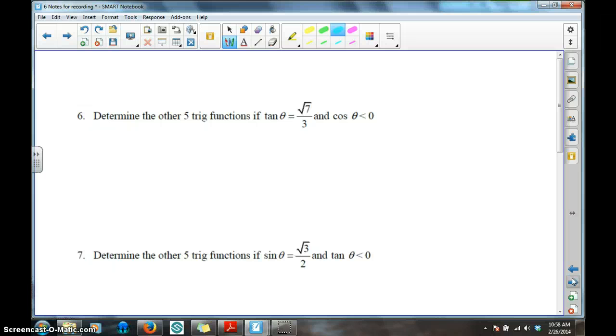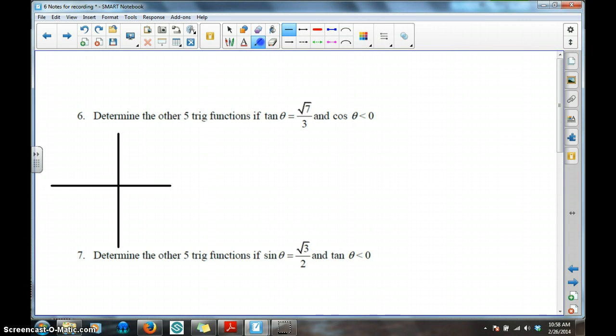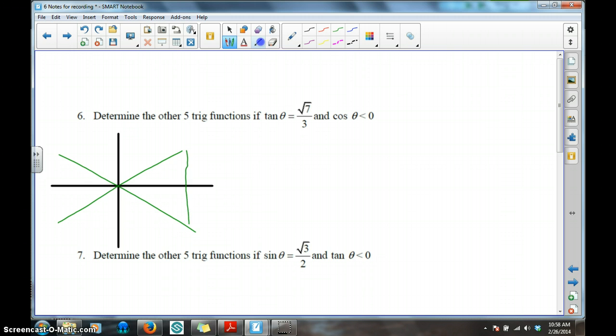I'm going to have you do this one, and I'm going to help you set it up. Let's choose a quadrant first. I'm going to draw my bow ties. And then I'm looking for a quadrant where tangent is positive, but cosine is negative. Anybody think they know? It is quadrant 3.